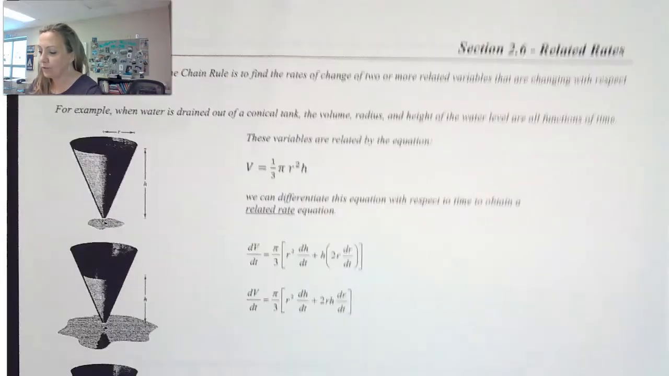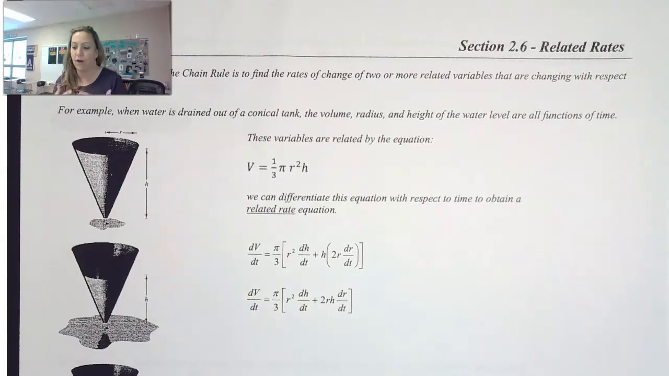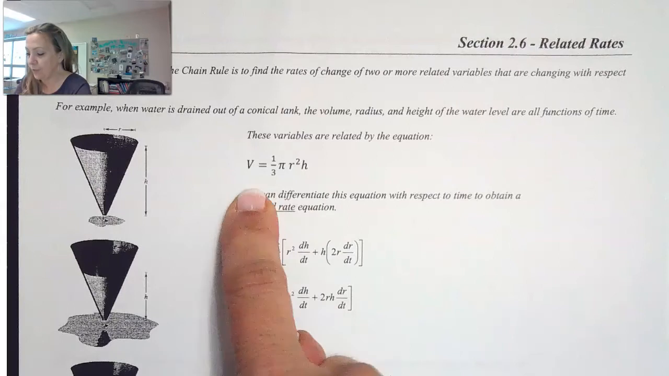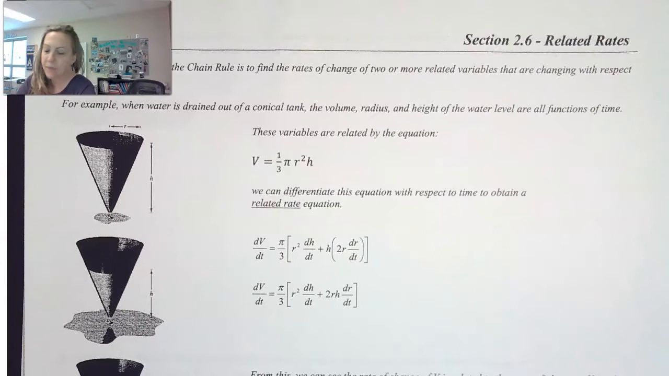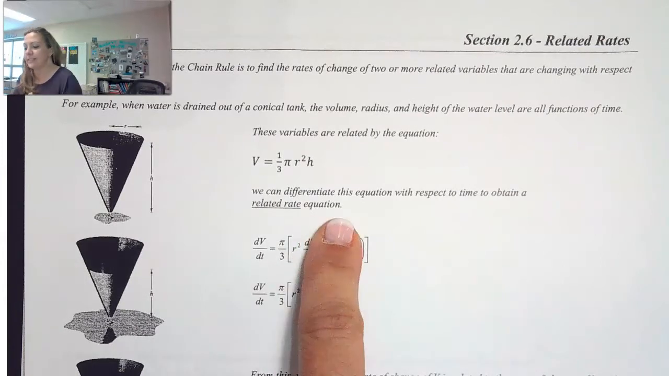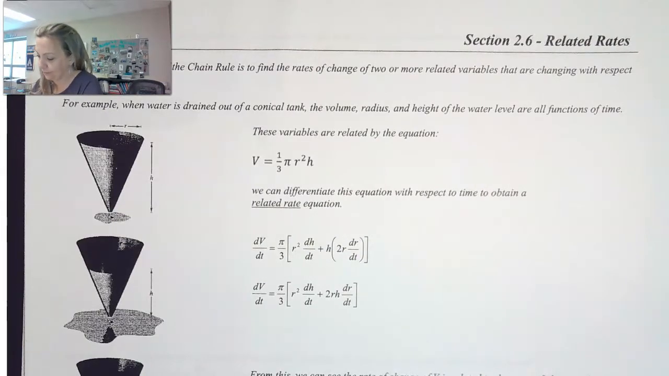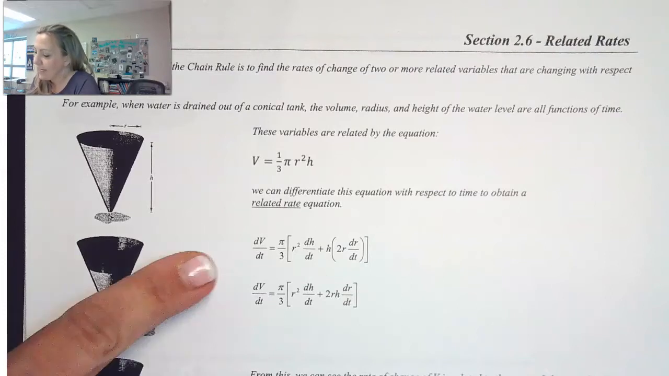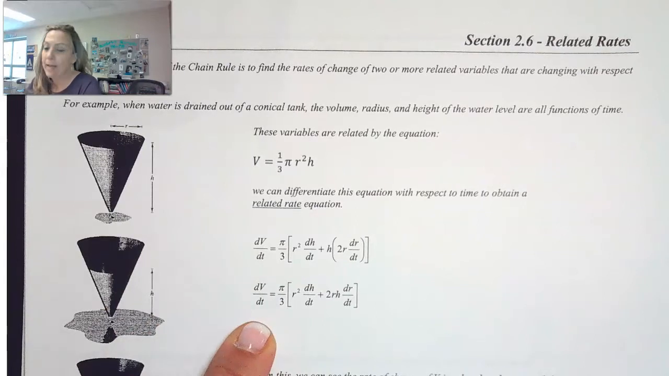For example, when water is drained out of a conical tank, the volume, radius, and height of the water level are all functions of time. These variables are related by this equation, that the volume is 1/3 times pi times the radius squared times the height, if you remember that from geometry. And what we can do is differentiate this equation with respect to time to achieve a related rate equation. Okay. And that's just taking the derivative with respect to t and finding that.